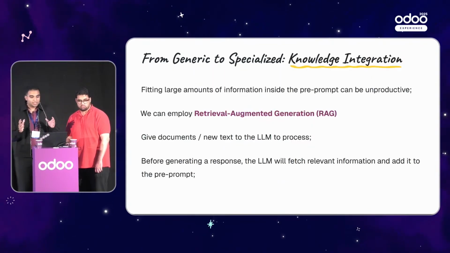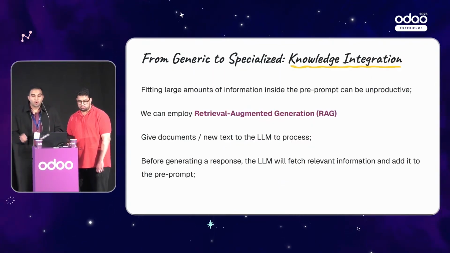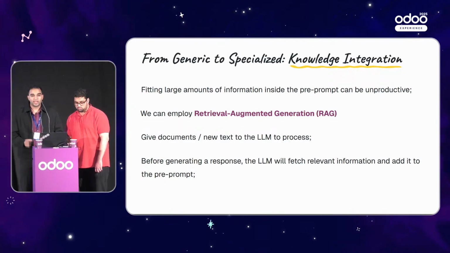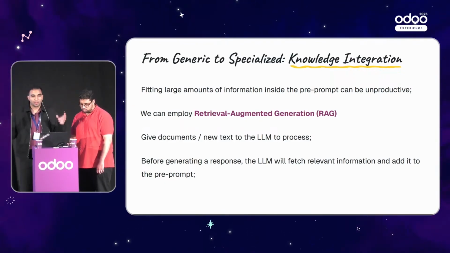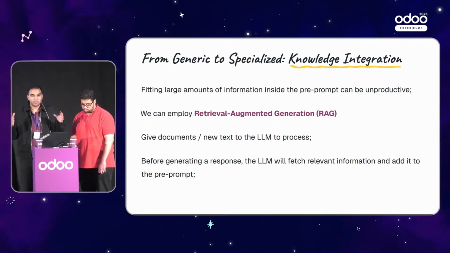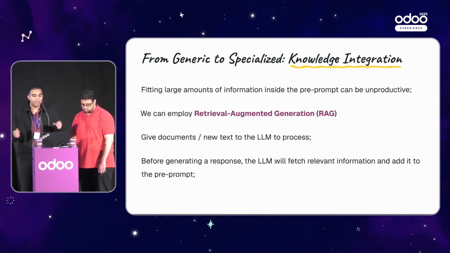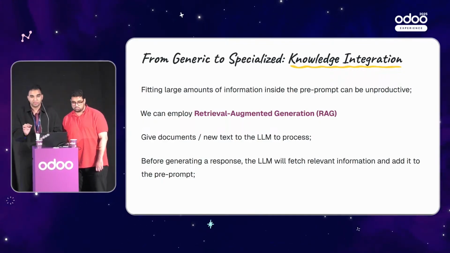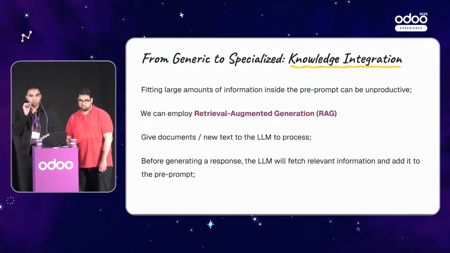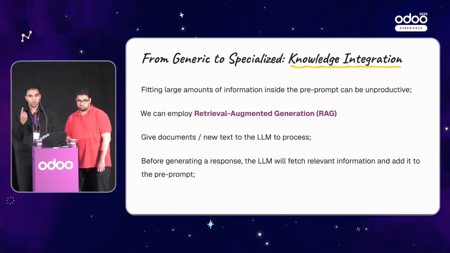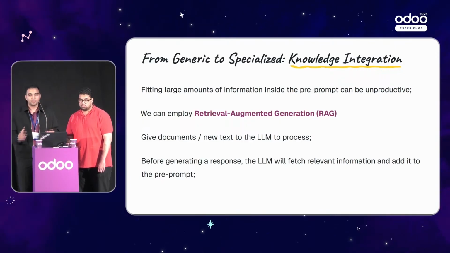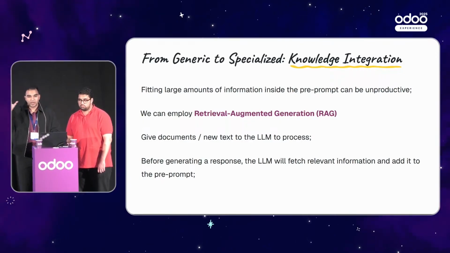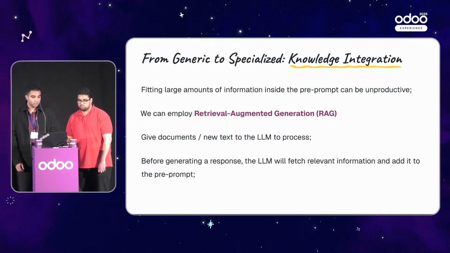So RAG, or what we call Retrieval-Augmented Generation, is the way to integrate knowledge for your agent, so that it's not a generic one like ChatGPT or Gemini or any generic model, but it's trained on your specific sources. And it's not only one agent inside Odoo. You can create a limited number of agents specified for each task you want to do.